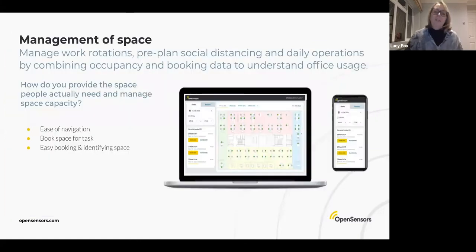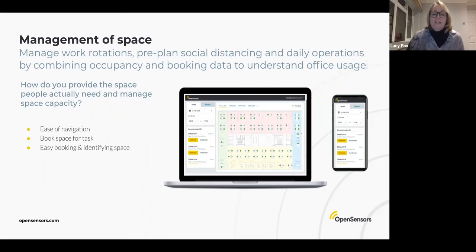I've talked a lot about the occupancy side and understanding the utilisation of data, but there's also the management of space as well. Social distancing has brought in being able to really ensure that you can book a space and know that that space is secure. You can only book a space that's available because it's safe, and you can only book a space that's available because it is available.